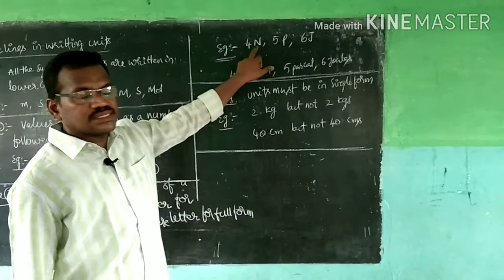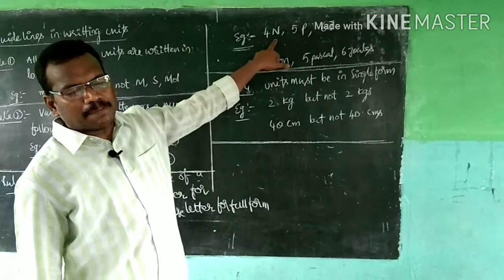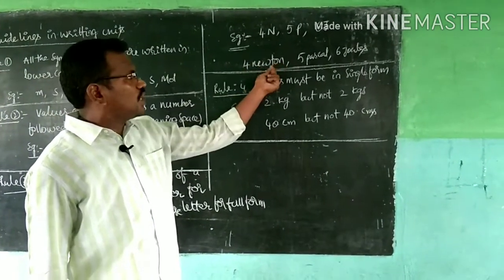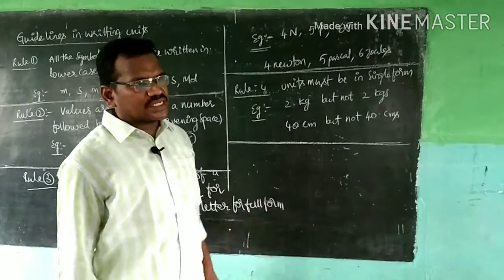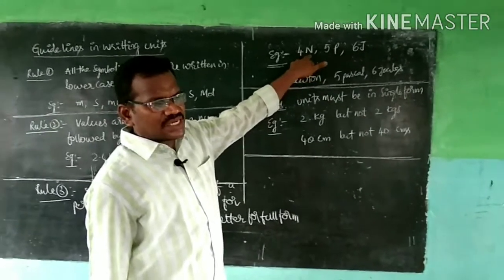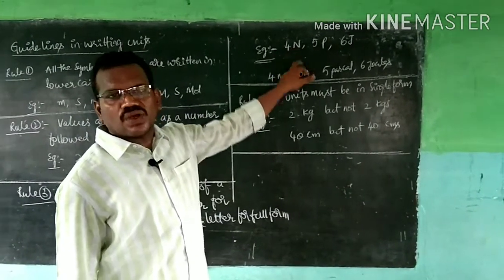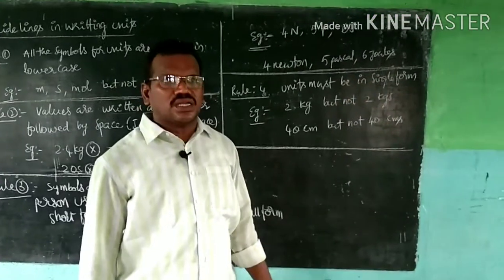Whenever we write in the short form, we should use the capital letter, that is nothing but uppercase. Whenever we want to write the complete name, we should write in lowercase. If we want to write in the shortcut form, we should write the capital letter. If we want to write the total name, we should write small letters.